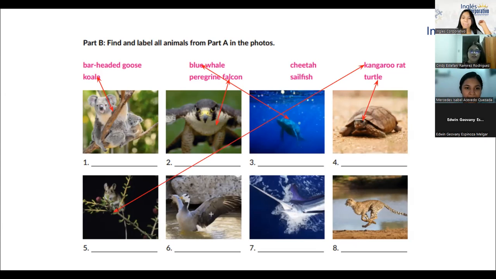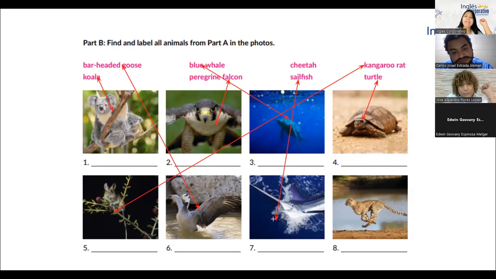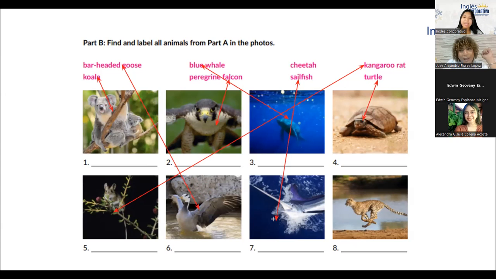Goose. Bar-headed goose. Okay, yes. And this one is ganso indio. Así es el nombre. Bar-headed goose. Es un ganso indio. Number seven. Sailfish. And what about number eight? Cheetah. Okay, so which one do you like?